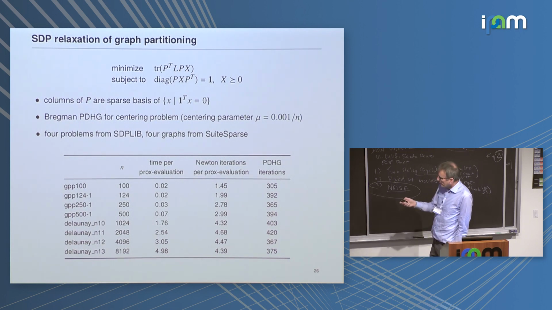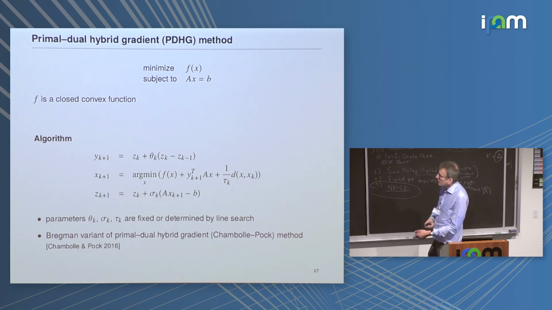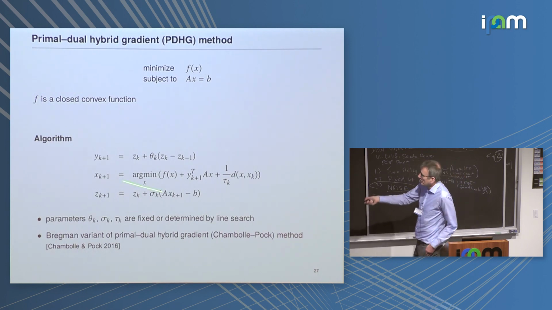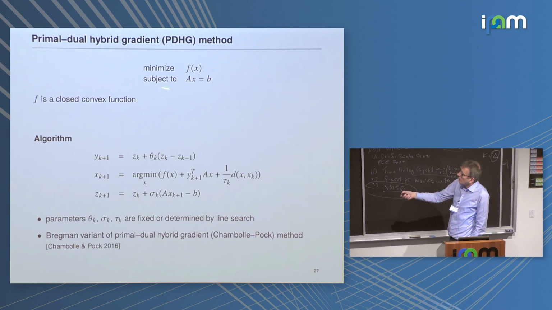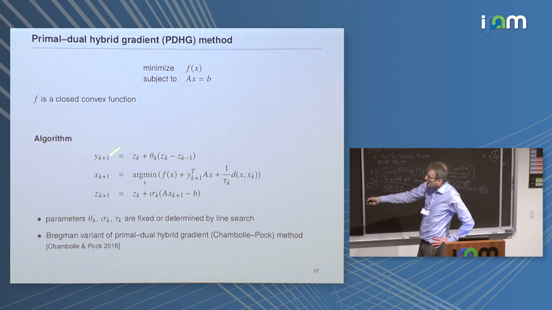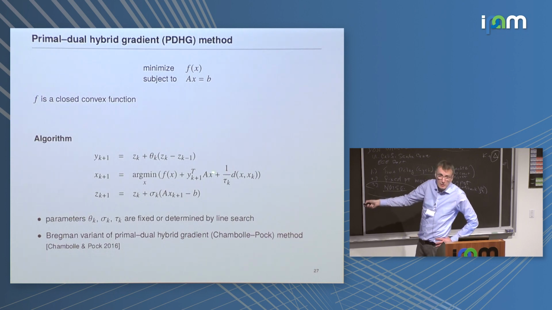So the method we use here is a primal-dual hybrid gradient method, or the Chambolle-Pock method, or at least its extension to Bregman distances. So it solves a problem of this form. You just have a general convex function f with equality constraints. And at each iteration, we have 3 steps, and the second one is a generalized proximal operator. The matrix A here is just involved in matrix vector products with X, and then the adjoint of A is multiplied with Y.